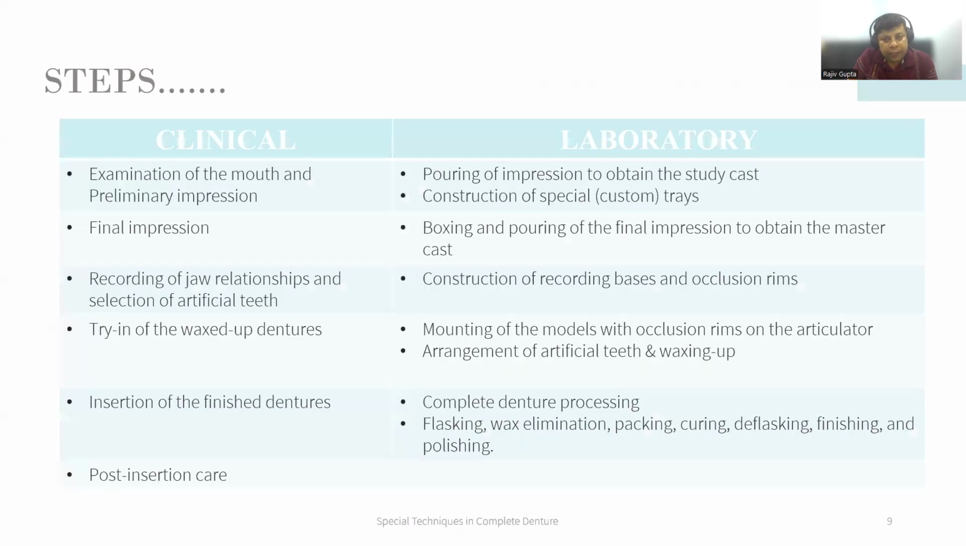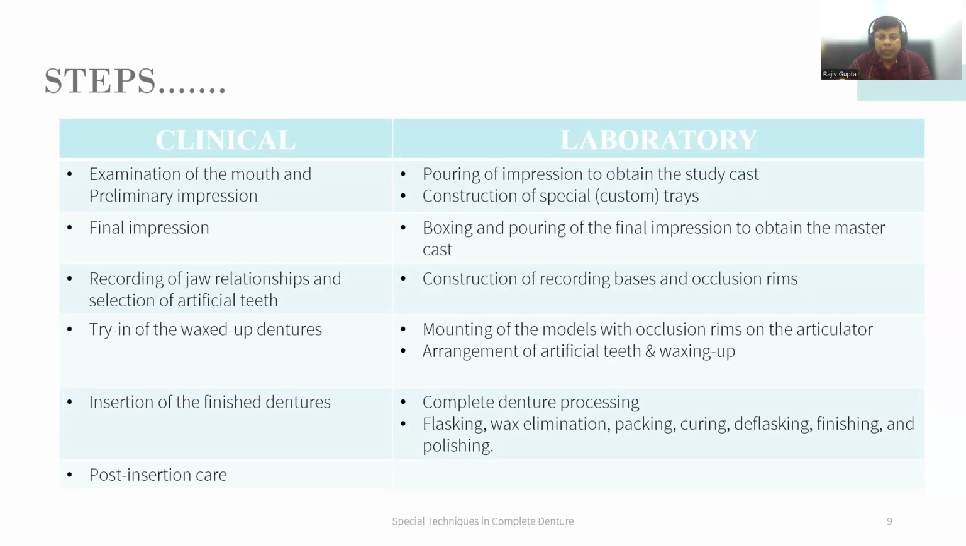Coming to the fabrication steps for a conventional complete denture, I'll be discussing all clinical as well as lab steps. First and foremost, we have to take a proper thorough history of the patient and do a clinical examination, followed by a preliminary or primary impression. For the primary impression, we use a stock tray. A stock tray, as the name suggests, is a prefabricated tray, available in different sizes for the maxilla and mandible. We have to select the right size tray and then go for a preliminary impression.